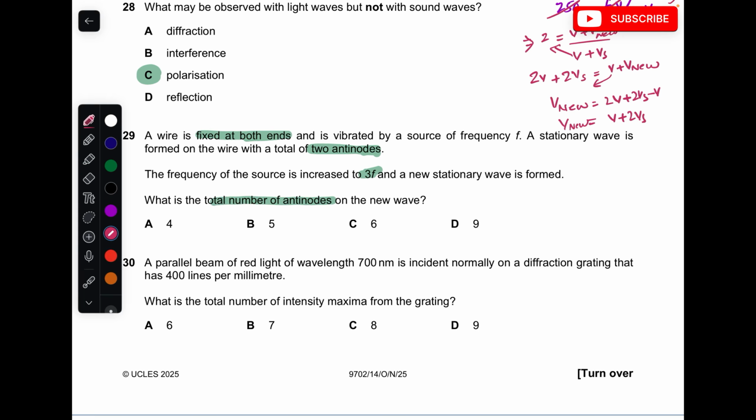This is the case when both ends are fixed. So when both ends are fixed, there will be nodes on both ends, right? In that type of scenario, if you remember the formulas, increasing the frequency will increase the number of nodes. If frequency was F, nodes were N. If frequency is 3F, the nodes will be 3N. Initially the nodes are 2, so now they will be 3 into 2, which is 6.